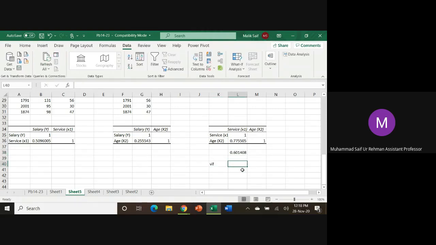VIF will equal 1 divided by 1 minus R square. This value. What is the value? 2.50. It is less than 10. So see, if you see the first criterion, this criterion, 0.77 is there.